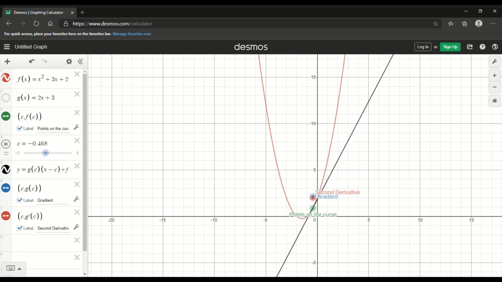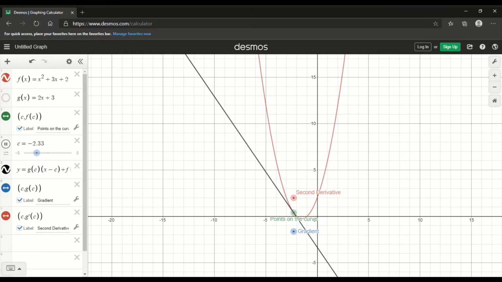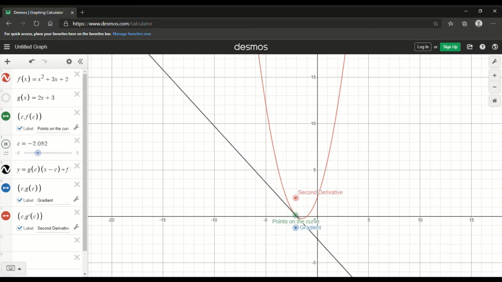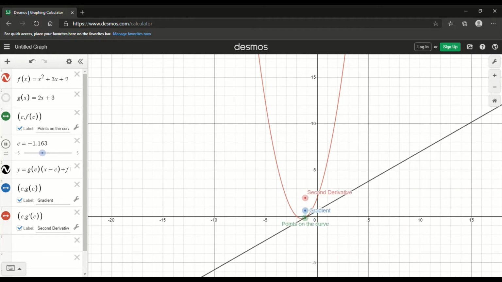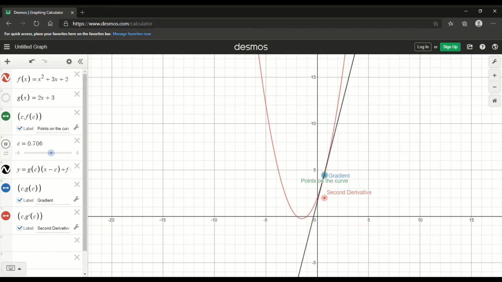prepared in Desmos graphing software. This red parabolic curve is our question function f x equal to x square plus 3x plus 2. This black line is the tangent line which is being drawn at the point c comma f c with the gradient as f dash c. Apart from this, there are 3 points. One is moving on the parabola, showing the current point on the curve. The black point shows the gradient at the current point, and the red point shows the second derivative value.